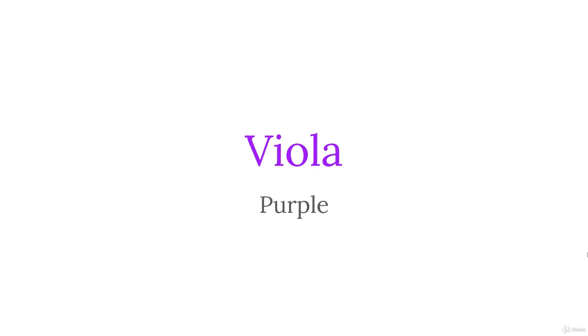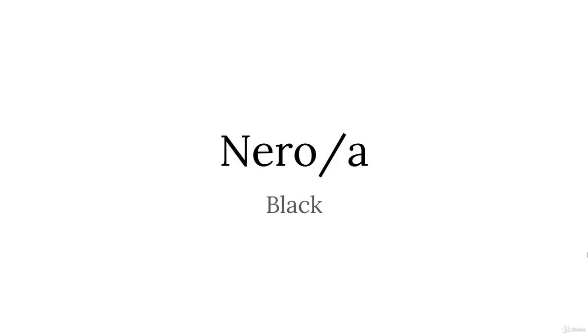Then we have purple. Purple in Italian is viola. Viola. And it never changes as well. Okay? Pink. Pink in Italian is rosa. It might remind you of the flower, the rose, and in Italian it's actually the same name. Rosa, the color, rosa, the flower. Okay? Perfect.